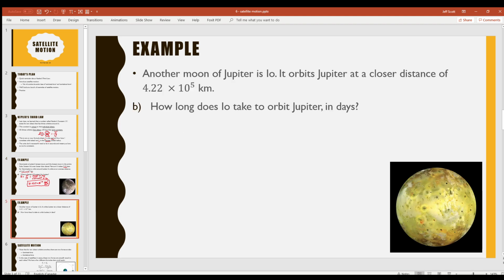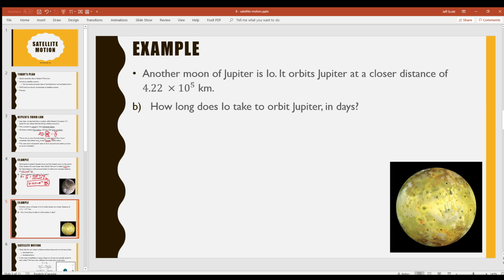So this next question builds off that first one. I'll give you a second to jot this down. Another moon of Jupiter is Io. It orbits Jupiter at a closer distance of 4.22 times 10 to the 5 kilometers. How long does Io take to orbit Jupiter in days?